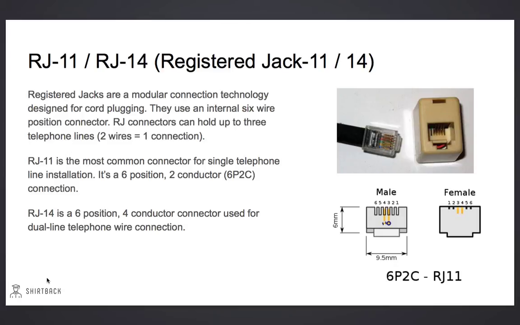RJ11 is the most common connector for single telephone lines. It's a 6-position 2-conductor connection. RJ14 is a 6-position 4-conductor connector. It's used for dual-line telephone wire connections.